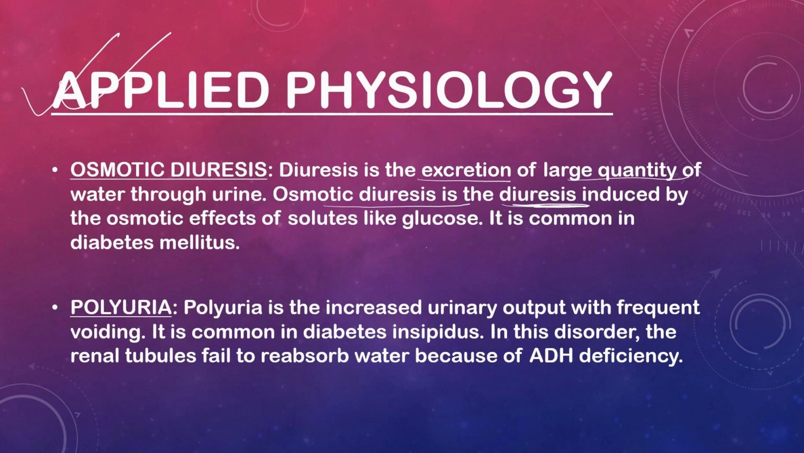Next, what is polyuria? Polyuria is increased urination. Diuresis क्या था? Large amount of urine excrete होता है, and polyuria है frequency of urination. Number of urination will be increased. Frequency of urination will be increased. In this disorder, the renal tube will fail to reabsorb water because of the ADH deficiency. What is ADH? It is the antidiuretic hormone which helps in reabsorption of water in our body. अगर ADH की deficiency होगी तो water reabsorb नहीं होगा, urine formation ज्यादा होगा, and frequency of urination will be more.